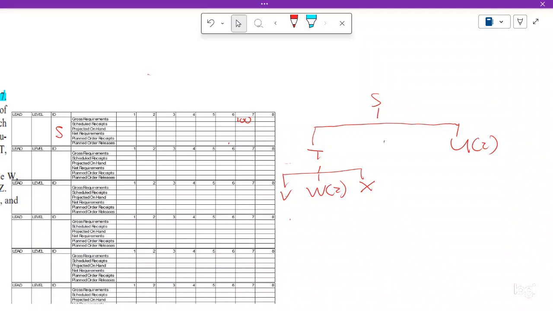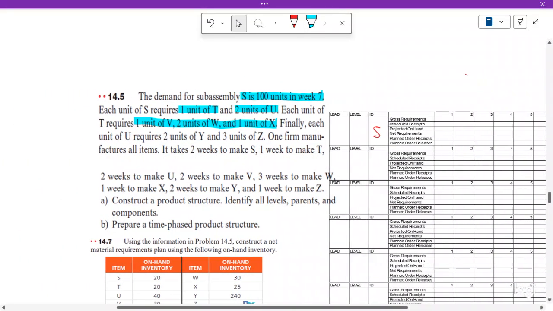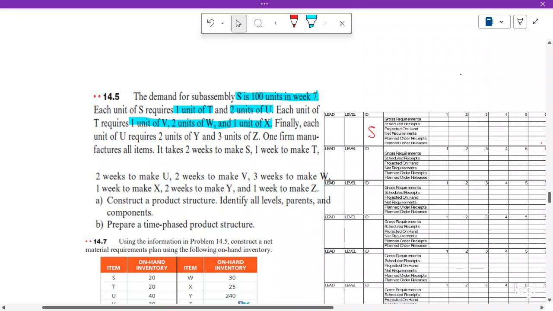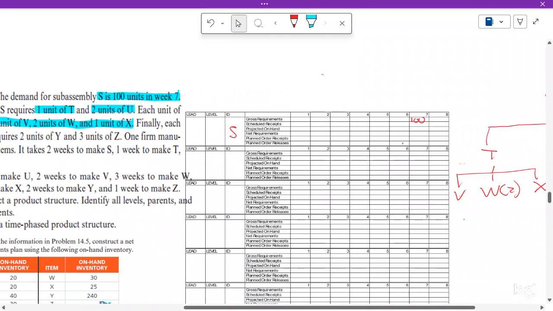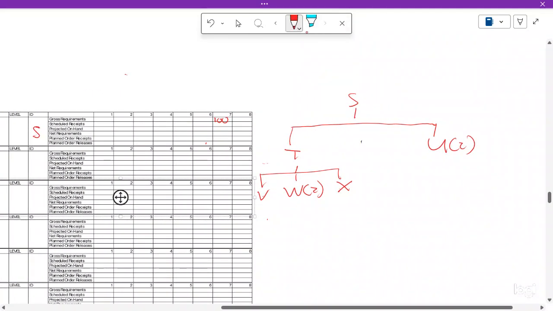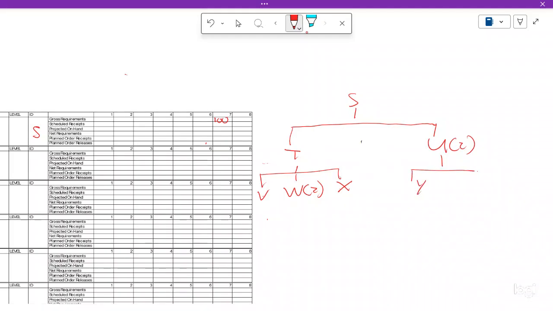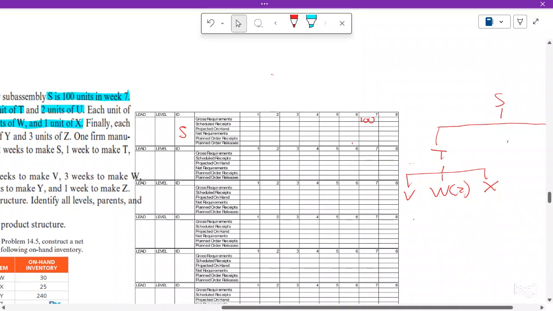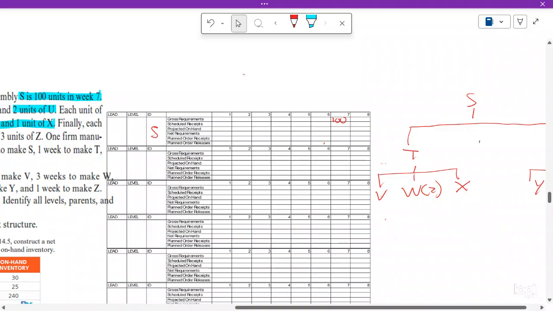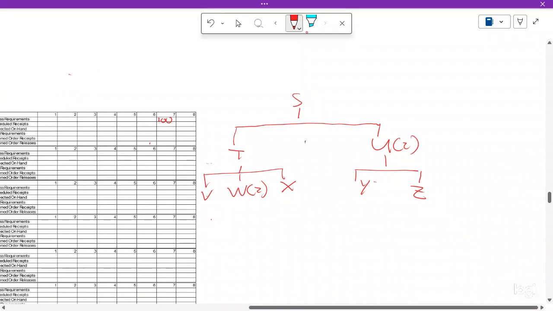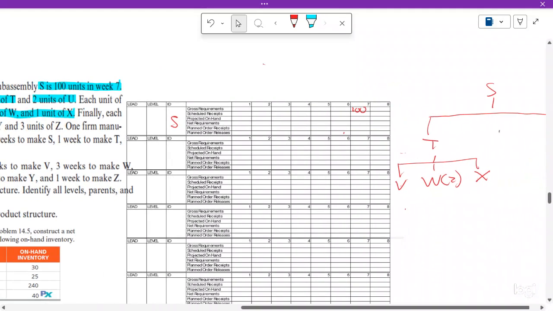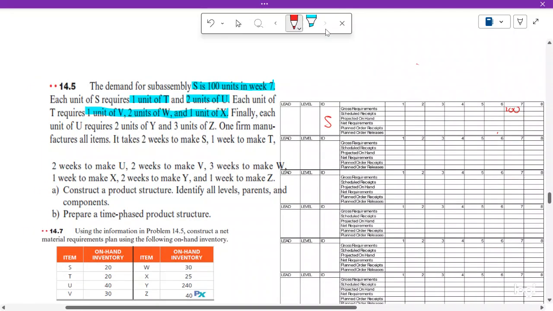Then U requires 2 units of Y and 3 units of Z. Y and Z. 2 units of Y, 3 units of Z. Then you can see that our structure is complete.